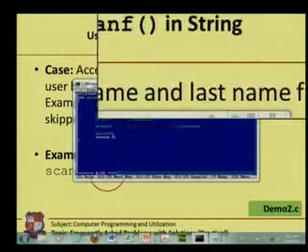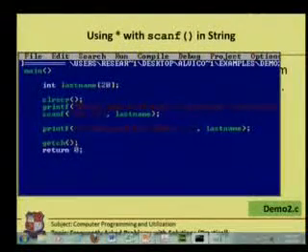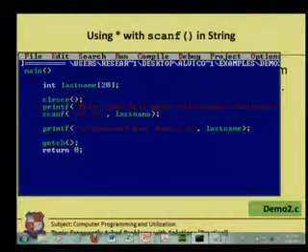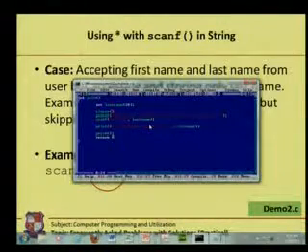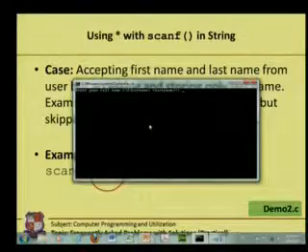In this program, the same code is given. Here I am accepting the user's full name and I am skipping the first entry by adding a star with %s and considering the second entry, where only the second entry is stored into the variable. I am running this program to check its exact output.